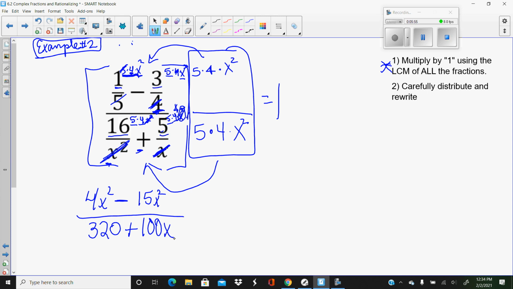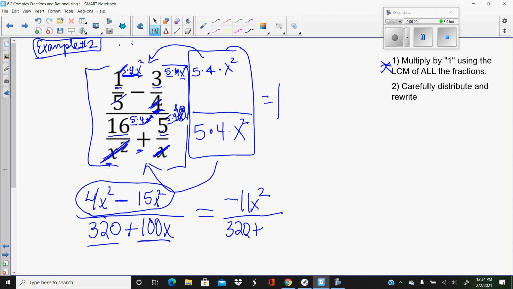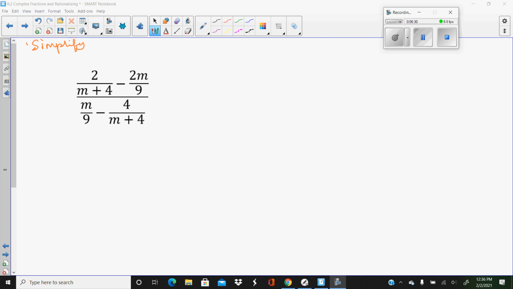Okay, so looking at this, it is no longer a complex fraction because I have a single numerator and a single denominator. However, I do have some like terms, so I can actually simplify that a little bit further. Keep your eyes out for this kind of thing. So I get negative 11x squared in the numerator, and I can't combine any like terms here, over 320 plus 100x. Okay, final answer. We no longer have a complex fraction, and again, you can't figure out what x is. That's okay.